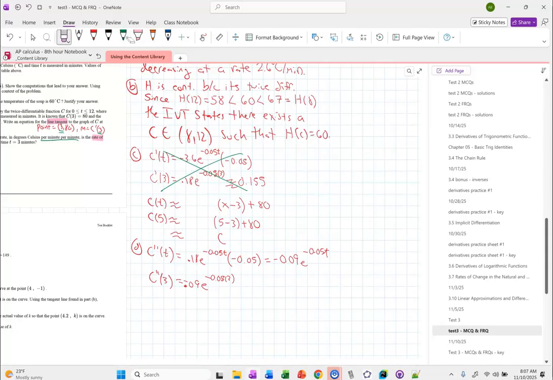Okay. So M is just C prime of 3, which is negative 3.6 e to the negative 0.05 times 3. That guy. No derivative necessary.